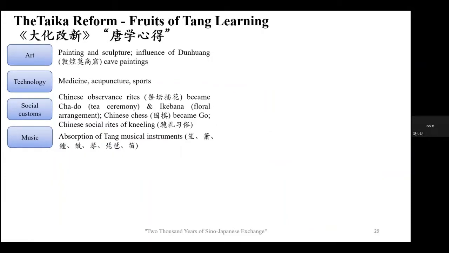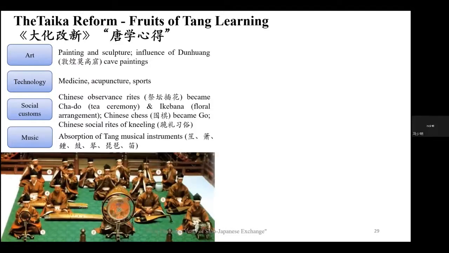Besides that, we have learning from the Tang in terms of art, painting and sculpture, where we see influences of Dunhuang. And in terms of technology, medicine, acupuncture, sports, we also have the absorption of the social observation rites of the Chinese. For example, the Chinese tea ceremony, the floral ceremony, playing chess became Go in Japan, as well as the rites of kneeling. Besides that, all the Tang instruments were absorbed into Japan.